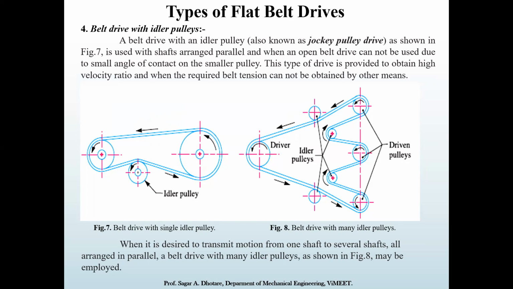When it is desired to transmit motion from one shaft to several shafts, all arranged in parallel, the belt drive with many idler pulleys is used, and it is shown in figure number 8. Okay, so there are multiple drives and we have to rotate them at this particular speed. With the speed, we can use such a multiple belt drive system.